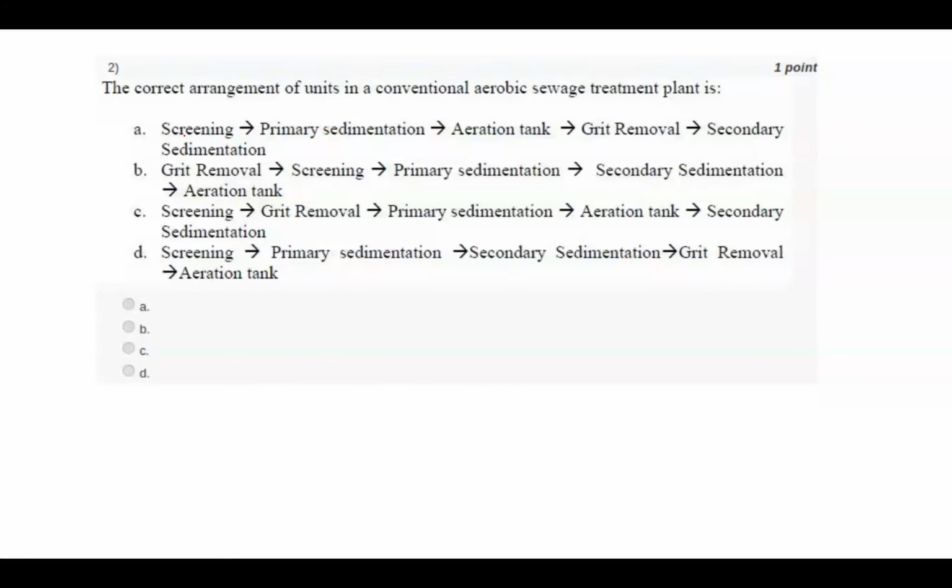So second, the correct arrangement of units in a conventional aerobic sewage plant. Five steps are given: screening, primary sedimentation, aeration, grit removal, secondary sedimentation. What will be the initial one, from starting to which one? Yes, option C is the right answer. First is the screening, then grit removal, primary sedimentation, aeration tank, and secondary sedimentation.